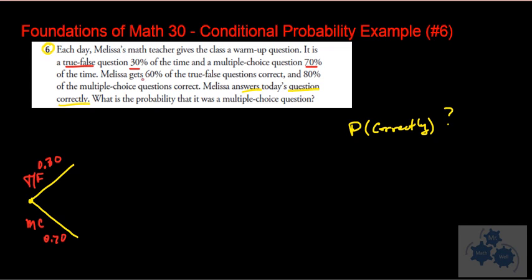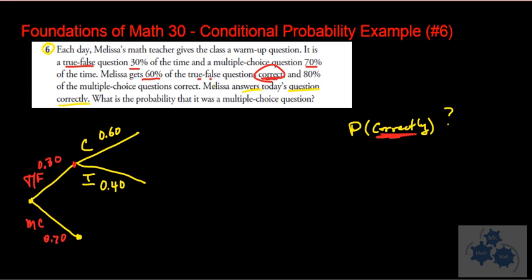It also says that Melissa gets 60% of the true-false questions correct. Again, we're looking for the probability that she's going to answer something correctly, so here's some information about her getting this question correct. So for true-false, here we go again, let's do another set of branches. There's correct and there's incorrect, and she gets this correct 60% of the time. So there's 0.6, and incorrect then would have to be 0.4. All right, that's pretty good.